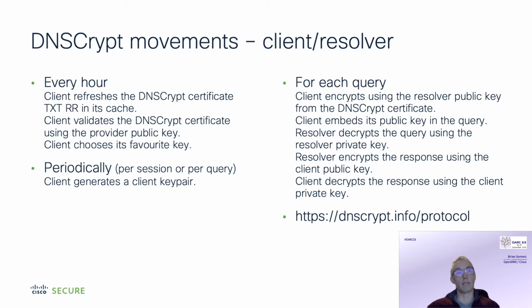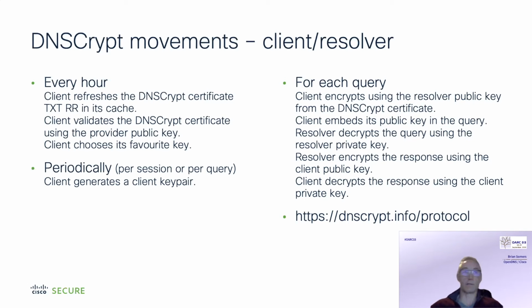Then periodically, once per session, but more often than not once per query, the client will generate a client key pair. What the client then does, as it talks DNSCrypt to the resolver, is encrypt every query that it wants to send using the resolver public key. It will add the client public key to that query, and it will send it off to the resolver. The resolver will then decrypt it using its private key, of course, and will go and find what the answer is to that query. And then it will take the response and encrypt it using the client's public key and send it back to the client.